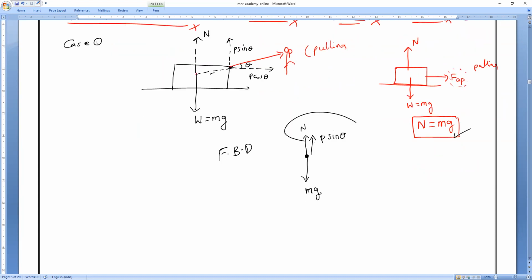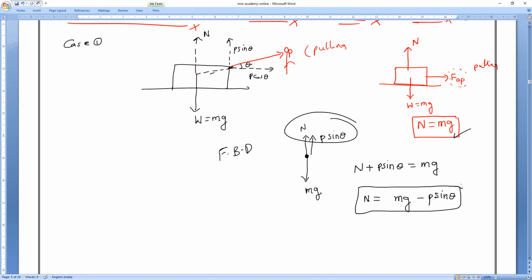So this force is equal to this. Both are in the same direction. Addition or subtraction? Addition. So N plus P sin theta is equal to mg. We want only N. So N is equal to mg minus P sin theta. Do you all understand, everybody? N means normal reaction.